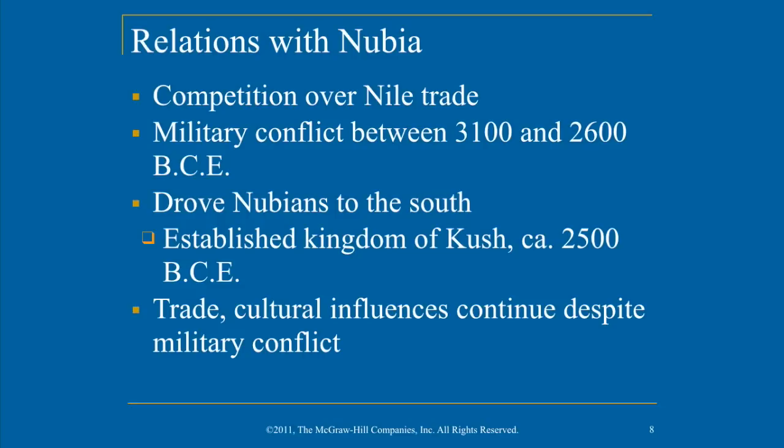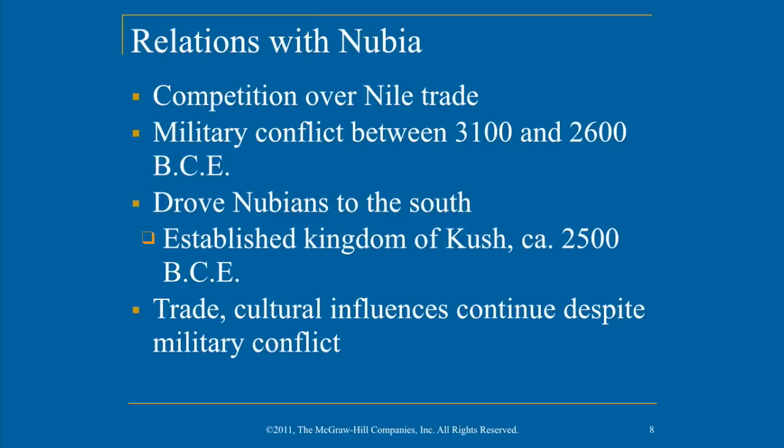The Egyptians have this very strained and strange relationship with Nubia. There's a competition over the Nile trade. Since Nubia's in the south and Egypt's in the north, they're going to compete for trade along the Nile. There's military conflict, about five conflicts, plus or minus, between 3100 and 2600 BCE. But the Egyptians eventually win and drive the Nubians to the south.